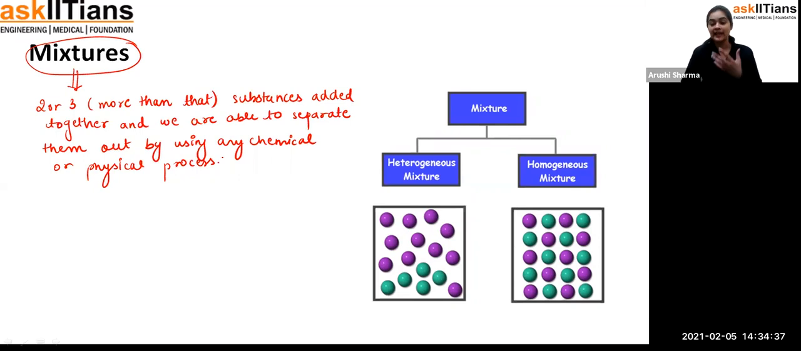Fine. By applying any chemical or physical process, we can separate them out. But how? Yes, I know that not all mixtures can be separated out, but some of them are separable. And how are we going to separate them? We'll see that also.